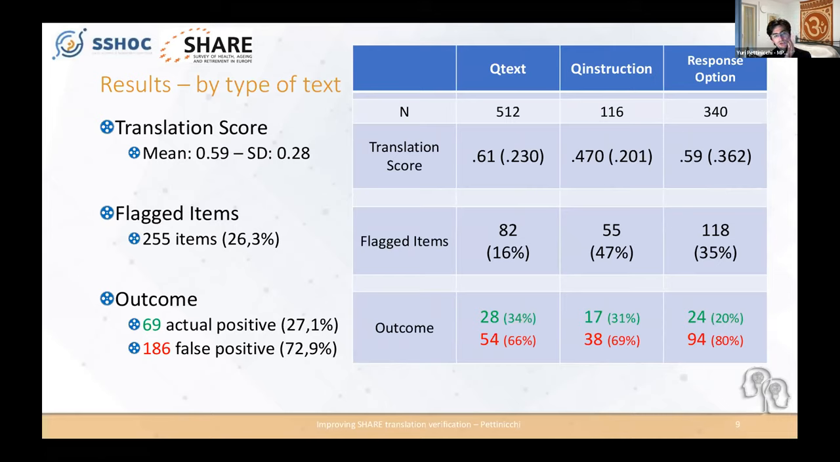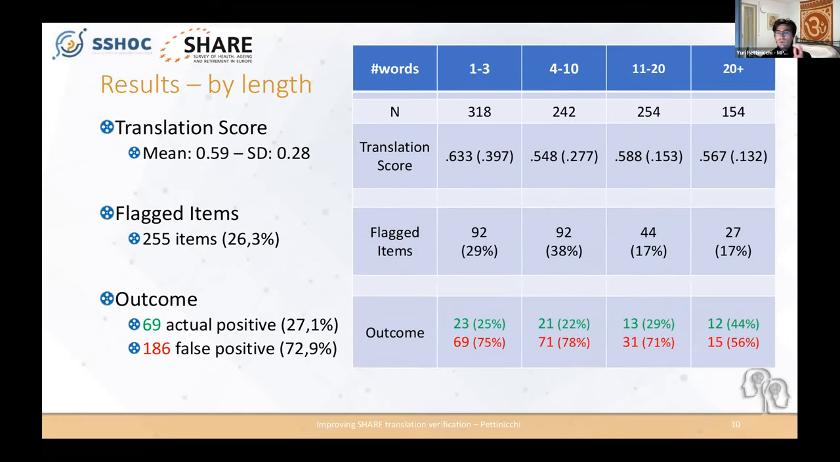That leads us to the third categorization of our results, because response options tend to be short text. We split our data set of items according to the length of each item, counting the words: between one and three words, between 4 and 10 words, between 11 and 20, and more than 20 words per item. Again, the average translation score is lower for the items with between 4 and 10 words. That results in a higher fraction of items being flagged, but nevertheless the true positive rate is the same as for the group with 1 to 3 words.